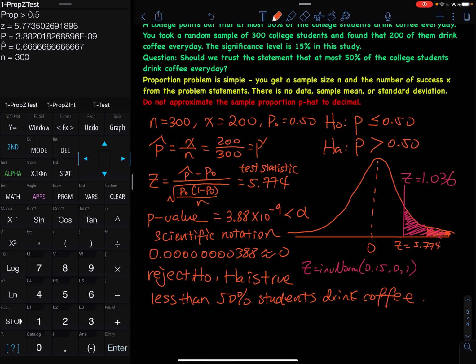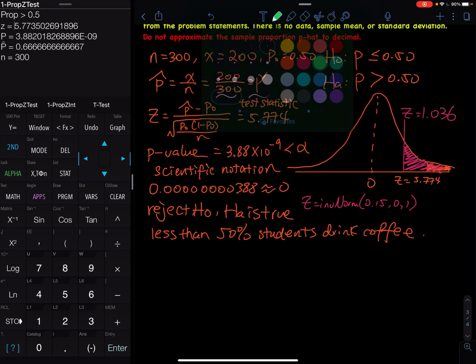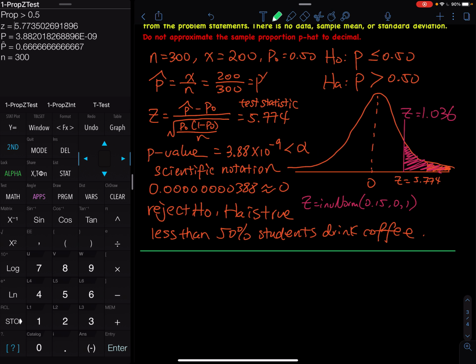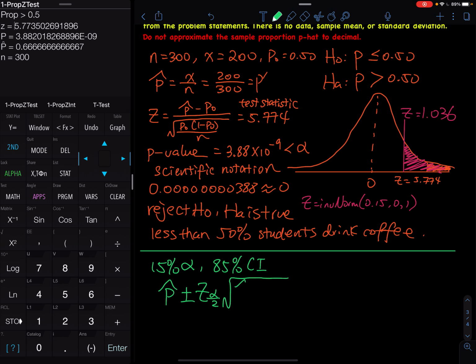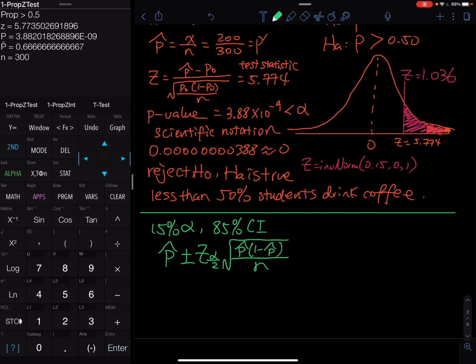All right, so this is a reject, and then the next step is I would like to use a confidence interval to support myself. So let's do that in a different color. So for the confidence interval, I have a 15% significance level alpha. That means I will be using an 85% confidence interval because 85 plus 15 is equal to 100%. The formula is the point estimate p hat plus or minus z half alpha, times the square root of p hat, 1 minus p hat, divided by n. Oh, by the way, why do we have to use z? I will answer this question in a minute. Let's calculate the confidence interval first.